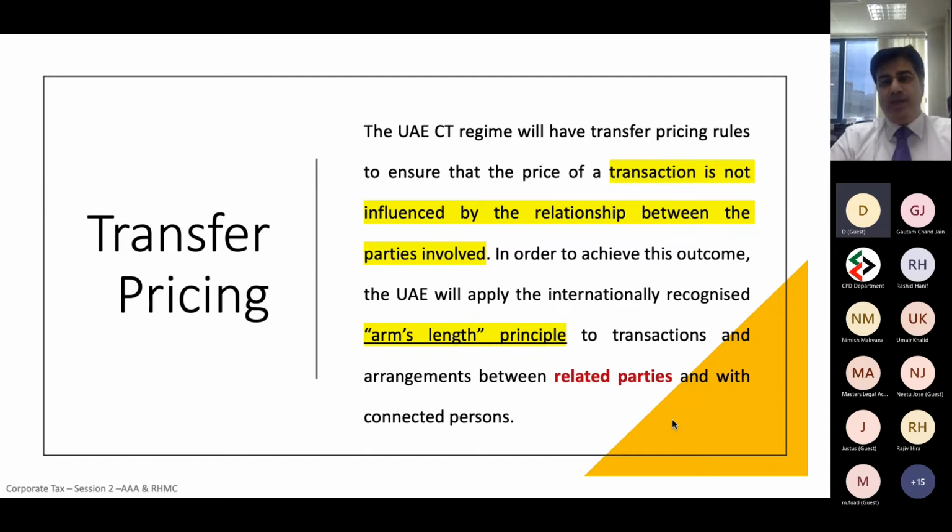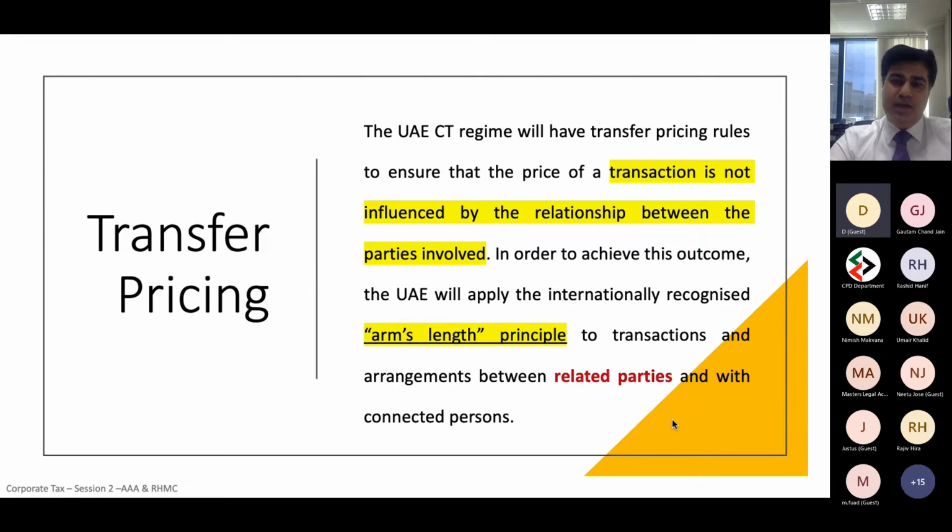So the UAE corporate tax regime will have a transfer pricing rule to ensure that the price of a transaction is not influenced by the relationship between the parties involved. In order to achieve this outcome, the UAE will apply the internationally recognized arm's length principle to transactions and arrangements between related parties and with connected persons. Again, I'm using a critical word, KYC: know your customer, know your shareholder, know your director, all those things becoming part of it. Related party is stretched quite interestingly in this section.